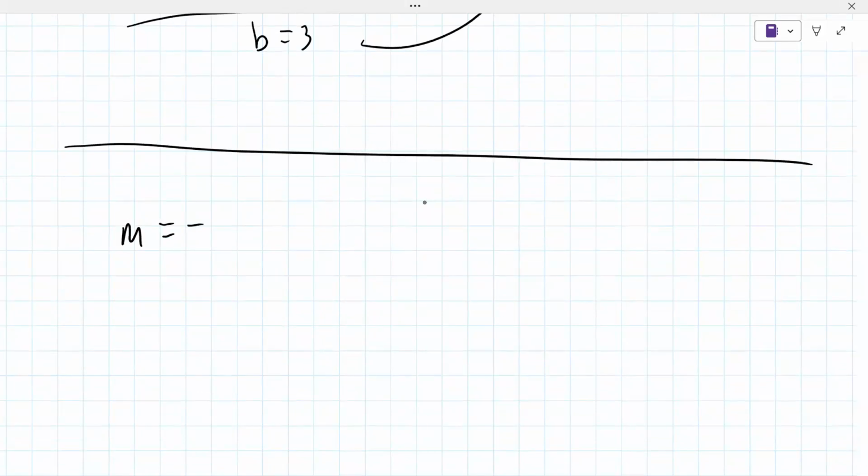All right, so the slope is negative 3/2 this time. It goes through the point negative 4 comma negative 1. Go ahead and give that a try, please.